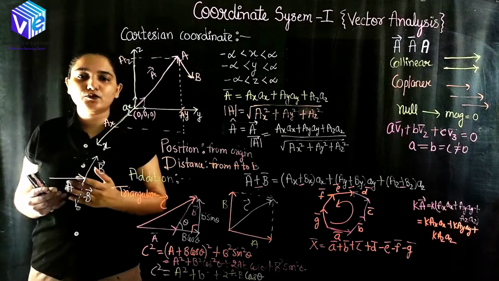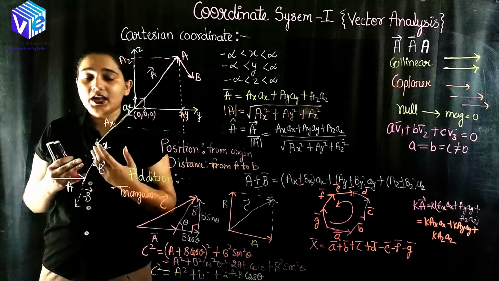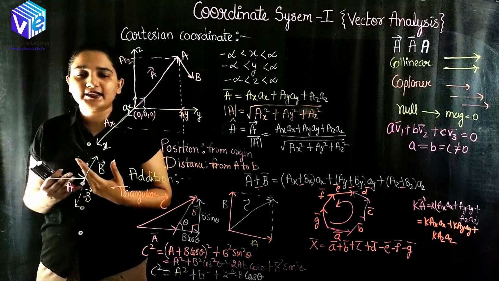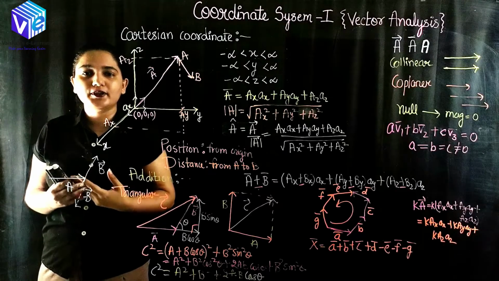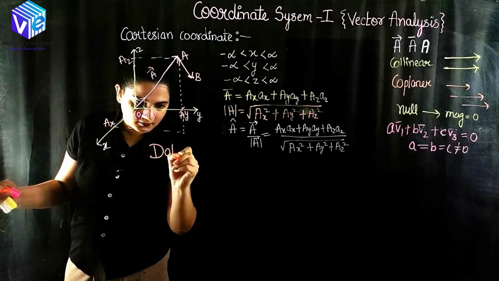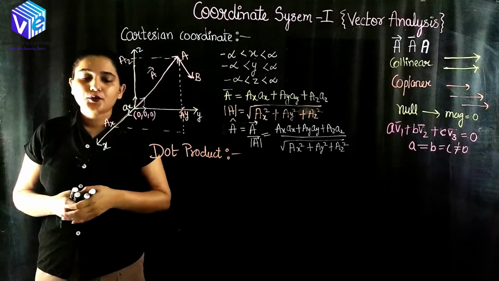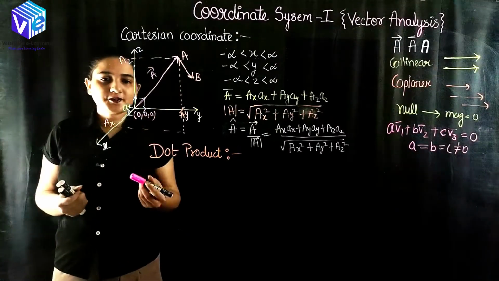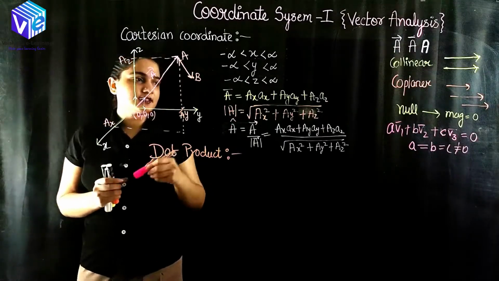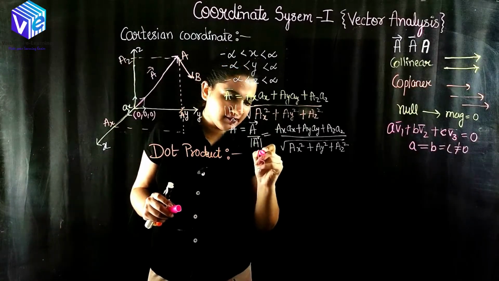Now we'll be moving toward the scalar multiplication and the vector multiplication. The scalar multiplication is also called the dot product and the vector multiplication is also called the cross product. So what is dot product? In the dot product, or it is also called the scalar product, we have two vectors. So here we have A vector and let's suppose this is my B vector.